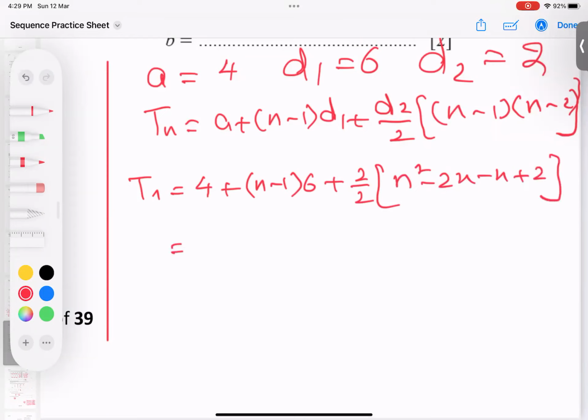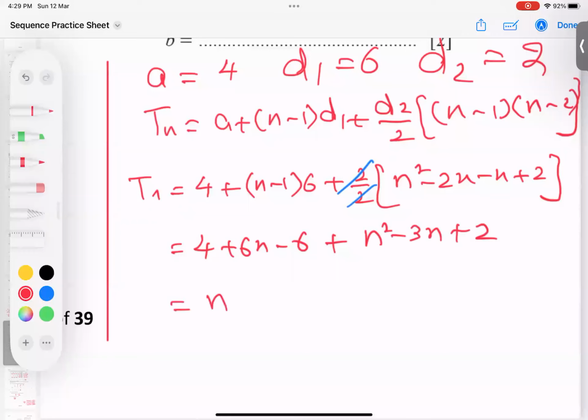Now simplify further. This 6 multiplies inside the bracket, so I get 6 times n, 6n, and 6 ones are 6. These 2 and 2 cancel out. I can show you like this: in the bracket n squared, minus 2n minus n gives minus 3n, and plus 2.